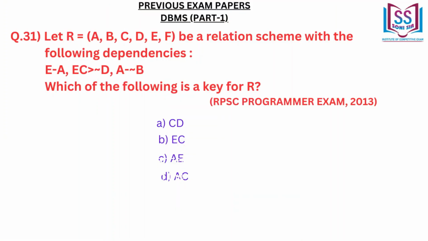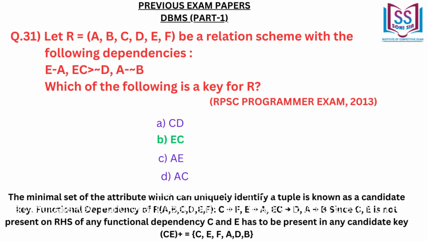Let R be a relation scheme with the following dependencies. Which of the following is a key for R? A. CD. B. EC. C. AE. D. AC. Correct answer B.